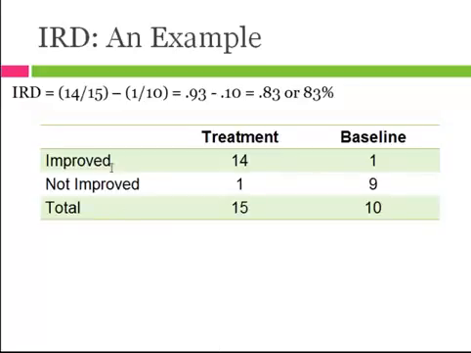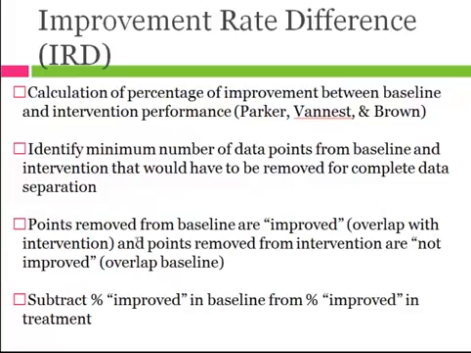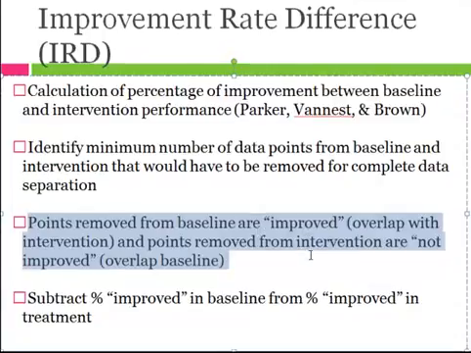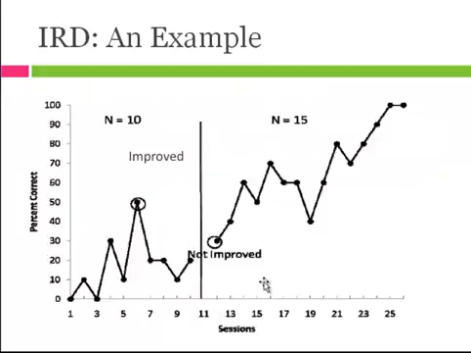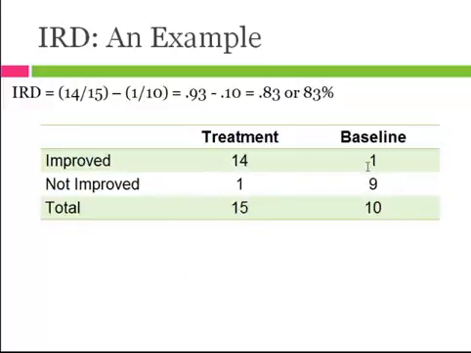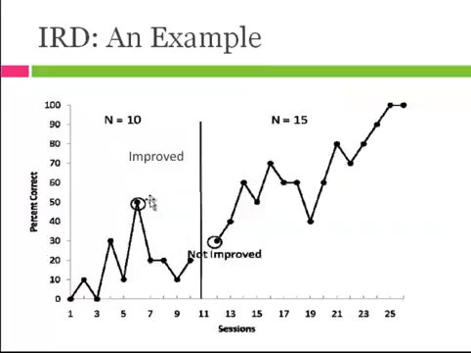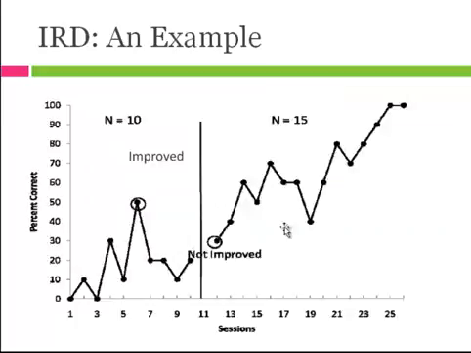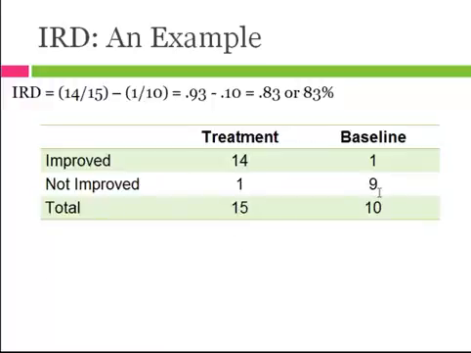So you say, what are the number of improved treatment points and improved baseline points? And I'll just go back up here for what that means. The points removed from baseline are improved. Points removed from intervention are not improved. So thinking about that, we have 14 that are improved, because those are all improved data points, right? Better over the baseline. But we have 1 in baseline that is improved. That means it had to be removed, right? Then we see not improved. We had 1 treatment point right here that had to be removed, so that's considered not improved. And we had 9 baseline points that were not improved because they were lower than the rest of the treatment points.